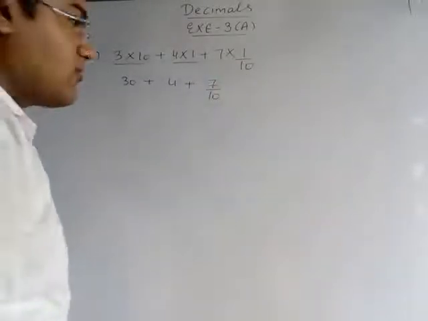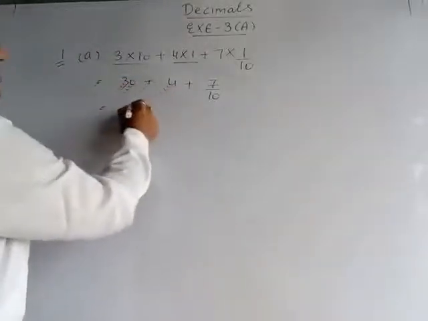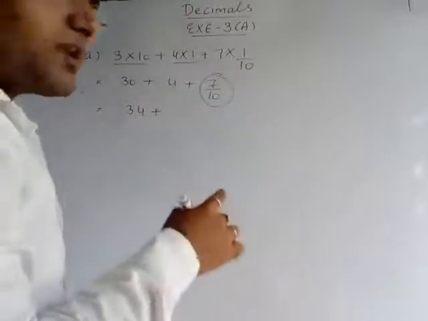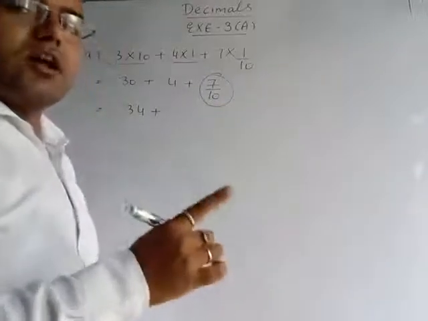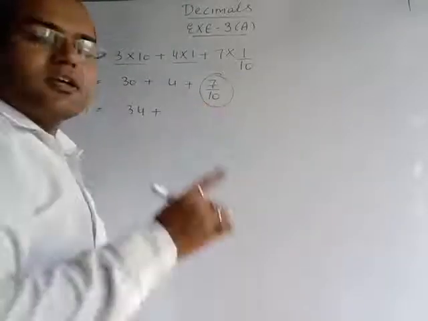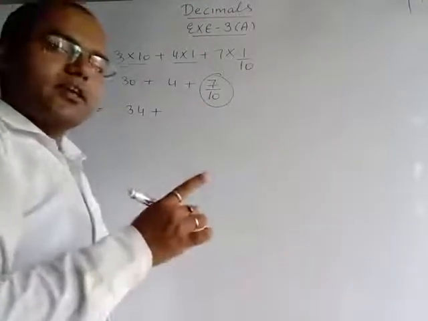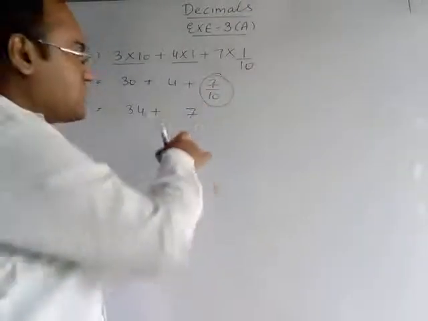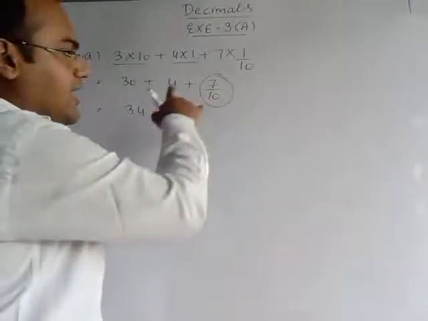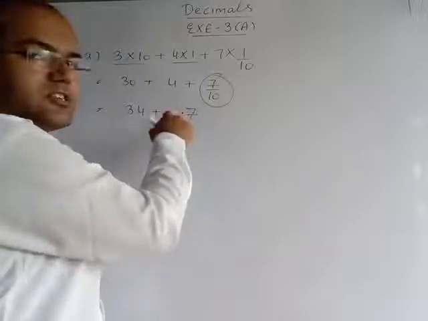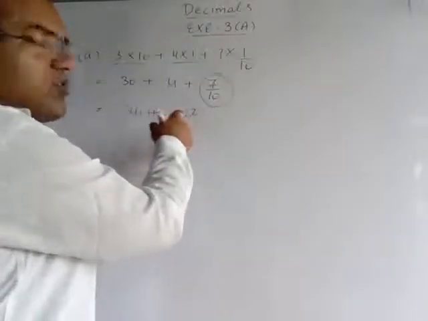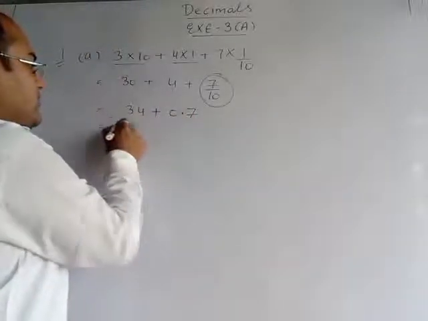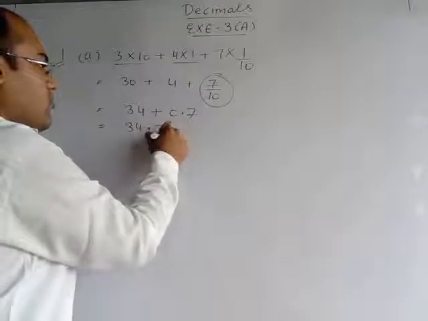Now in the next step, 30 plus 4 will be 34, plus 7 upon 10. In the denominator 10 is there. In this 10 you count how many zeros are there. Only one zero is there. That means we have to put the point in the numerator one digit before. In the numerator 7 is written, so this 7 we will write as it is. Because of this 10 we have to put the decimal point one digit before. From the last we count one digit, and before one digit we put the decimal point. So on adding them we get the final answer 34.7.